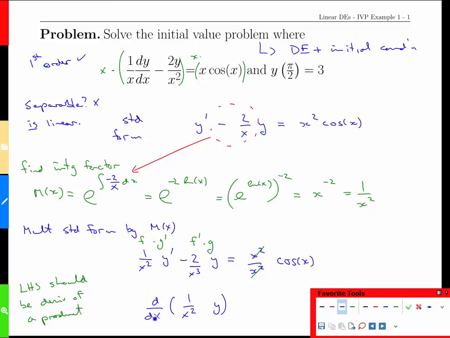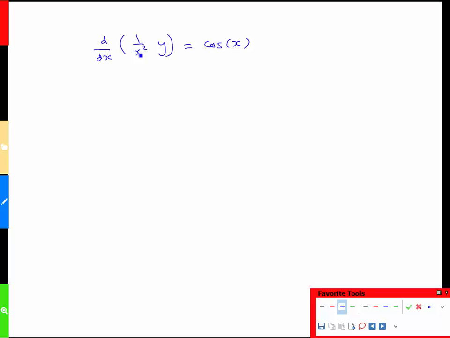And that means our left-hand side is literally, or can be thought of as, the derivative of 1 over x squared times y. That would give us exactly the same thing we were provided with here after multiplying through by our integrating factor. And the right-hand side is simply the same as it was before. So now we see the advantage again of using this integrating factor. Instead of having a combination of y prime and y on the left-hand side, now we have the derivative of something is equal to something else, and when we integrate, we'll get rid of that derivative and be able to solve for y. Having found this form, we then simply integrate both sides.